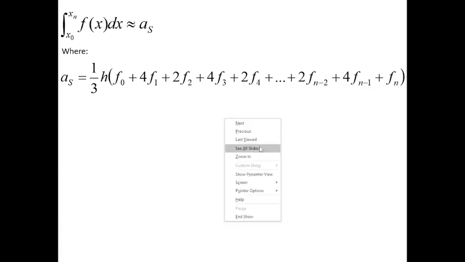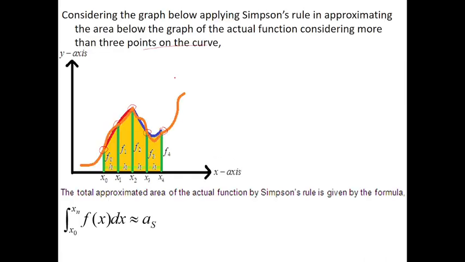So let's go back. We have here 4 regions to consider: area 1, area 2, area 3, and area 4 in this example. Adding all the four areas corresponds to Simpson's rule formula, which will approximate the area below the graph of the actual function.